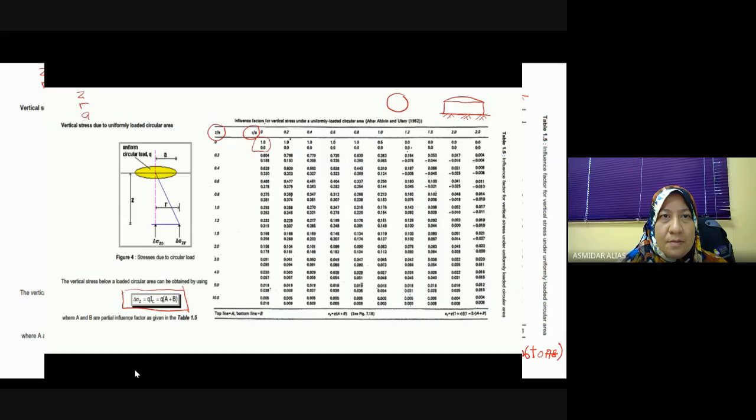I don't need to repeat what is Z. Z is definitely the depth from the surface to the point you want to find. And R, look at the picture, is from the center line of your circular load to the point that you want to find. Let's say this is the point that you want to find the value for vertical stress. So first identify your center line for circular loading. That is your point to start, and then to the position you want to find, that will be the R.